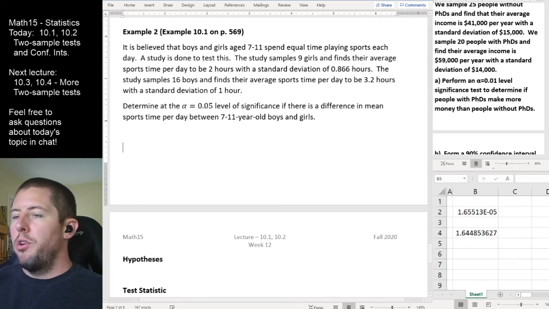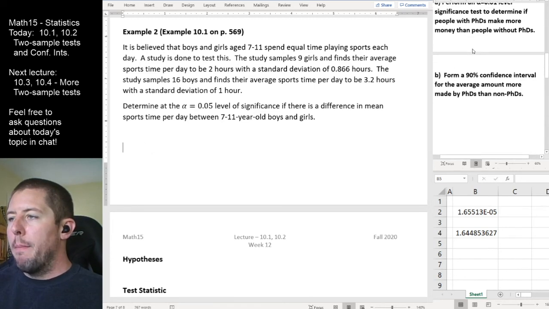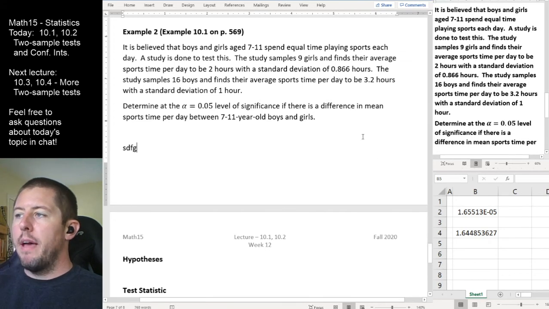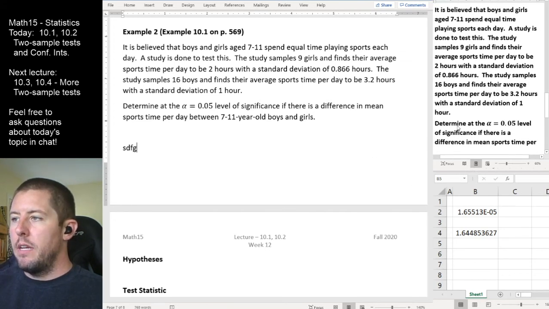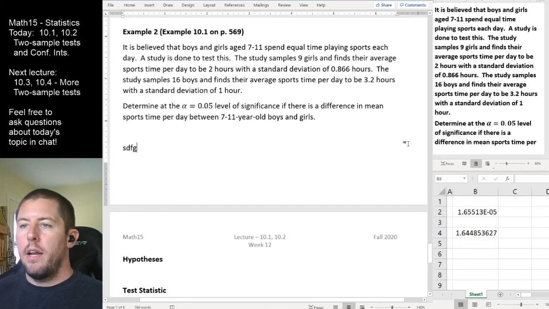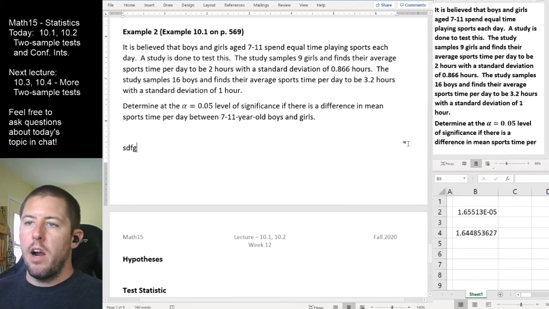So in scenario two, we want to compare the number of hours that boys and girls spend playing sports. It is believed that boys and girls aged 7 to 11 spend equal time playing sports each day. The study is done to test this. The study is going to sample 9 girls and 16 boys, and we're going to find our average and standard.